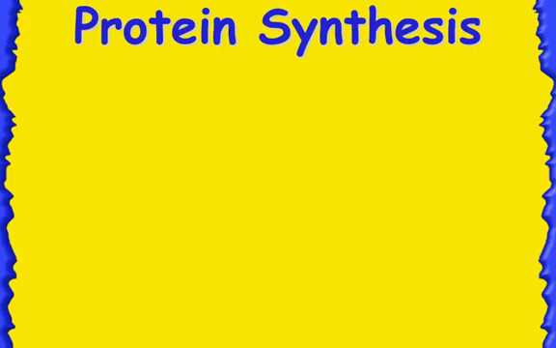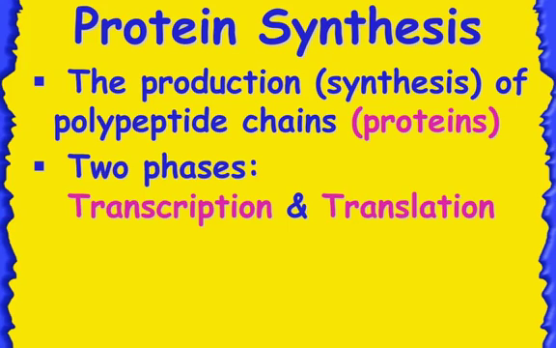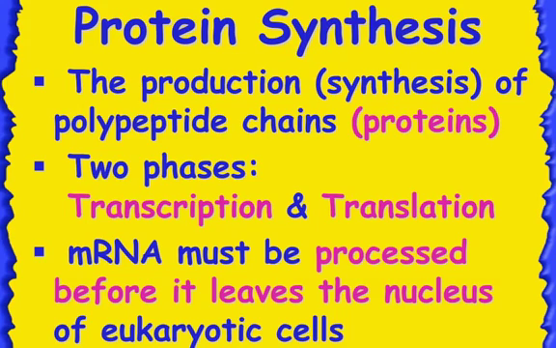Here we go. Protein synthesis, once again, is the making of proteins on the ribosomes. So the production or synthesis of polypeptide chains or proteins. There are two phases to protein synthesis. The first one is transcription, which we talked about in the previous video, and then there is translation, which is going to conclude this particular chapter. Once again, messenger RNA must be processed before it leaves the nucleus of eukaryotic cells. We talked about that in transcription.